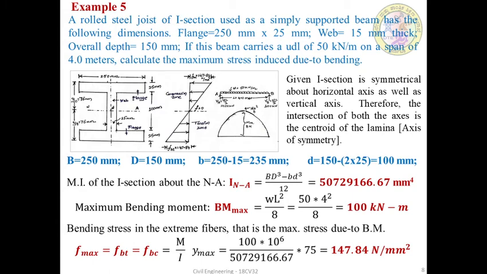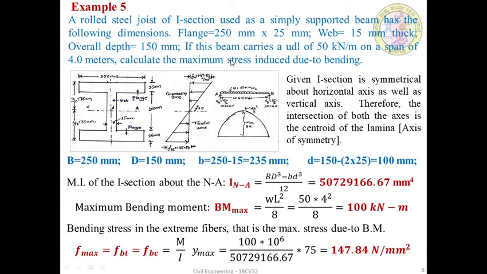Next, the problem statement is: a rolled steel joist of I section used as a simply supported beam has the following dimensions. Flange is equal to 250 mm into 25 mm. Web is 15 mm thick. Overall depth of the section is 150 millimeters. If the beam section carries a UDL of 50 kN per meter on a span of 4.0 meters, calculate the maximum stress induced due to bending.